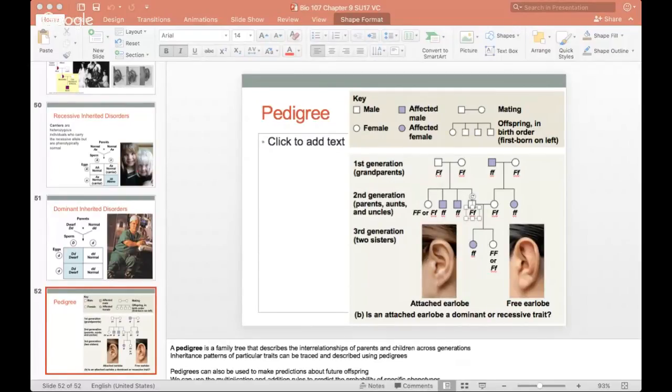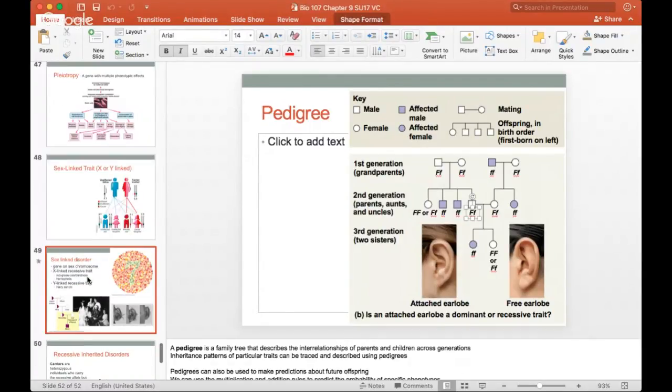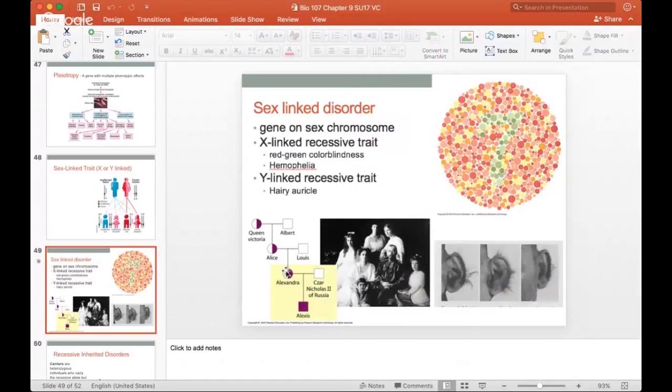Okay, for sex-linked disorders, yes, the female is always going to be the carrier. Men cannot be carriers for a sex-linked disease because they only have one copy of the X. Okay, women can be carriers or they can have it, right? If they get a bad X from mom and they get a bad X from dad, it is possible for them to have that sex-linked trait.